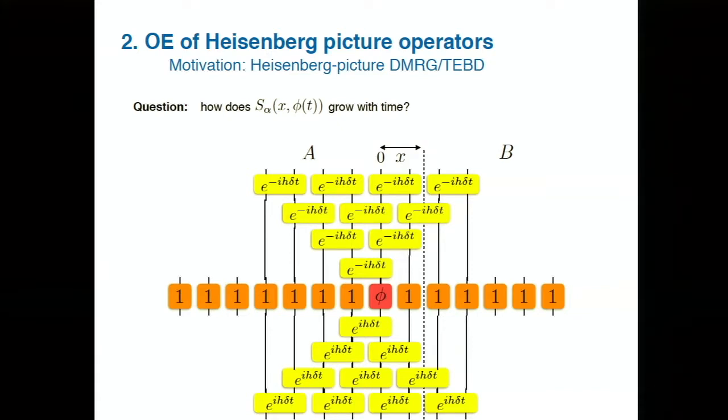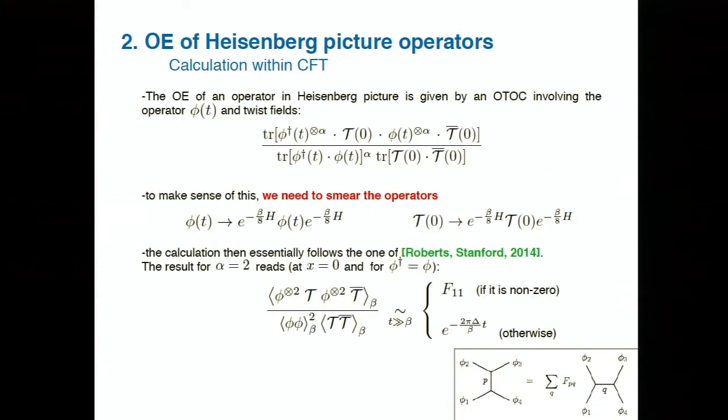And what we want to calculate is the operator entanglement of this operator at time t at position x, where x is the distance between the original site, at position 0 here, and the position of the cut between A and B. All right? So we have a quantity that depends on x and t, that is defined by this. So this is the problem.